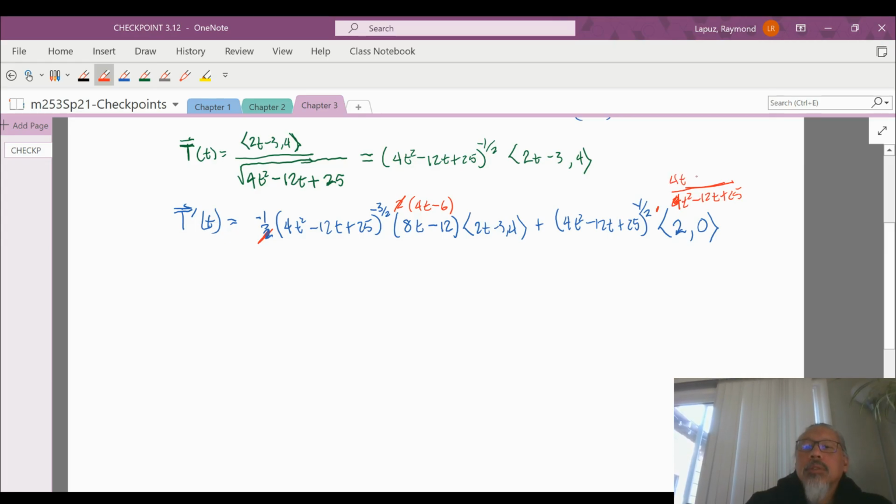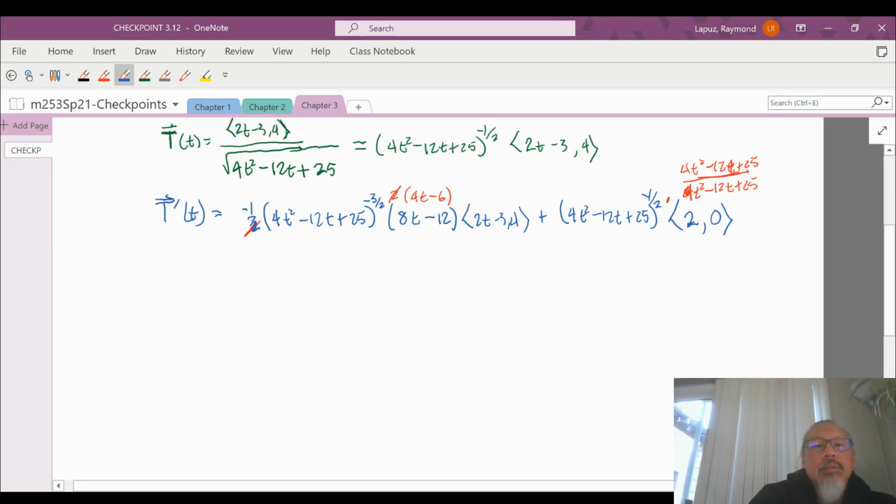4t squared minus 12t plus 25. Top and bottom, multiplying by 1, and that would give us a denominator of this thing raised to the negative 3/2 power. So let's continue on. This has a -1, so let's keep that negative sign there. And our denominator here would be 4t squared minus 12t plus 25 to the 3/2 power, positive now because I brought it down in the denominator.